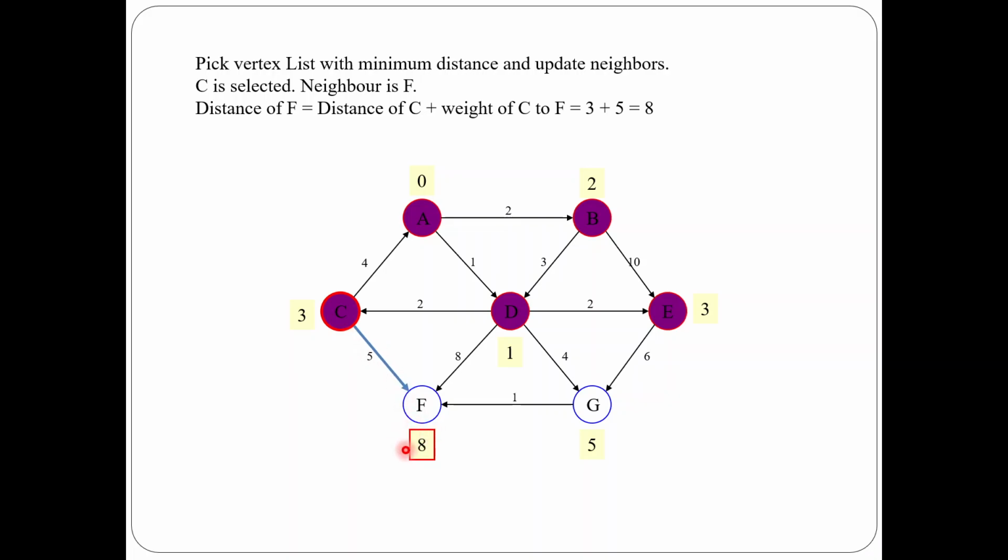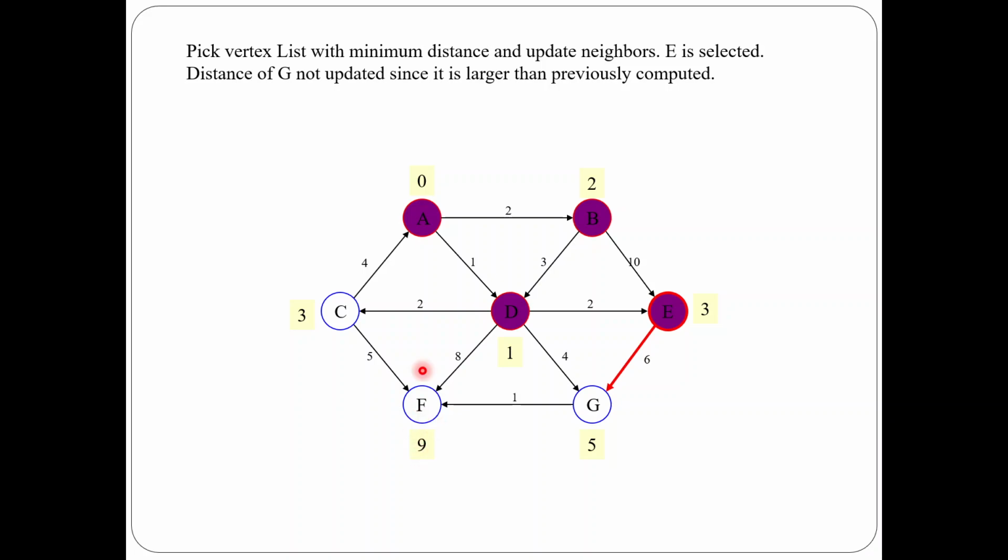Here we already have a corresponding value for F. Previously it was 9: A to D is 1 and then D to F is 8, which is 9. Now the next value is C. C value is 3. How is C value 3? A to D is 1, D to C is 2, 1 plus 2 is equal to 3. To reach C, I have a value of 3.